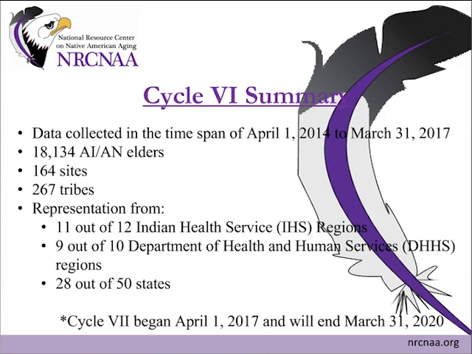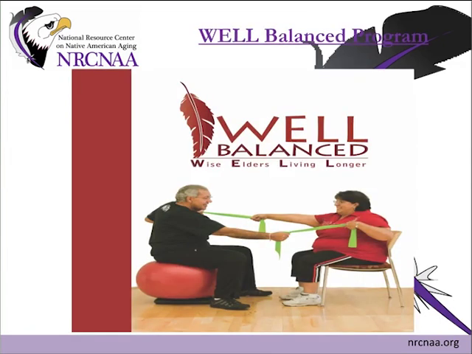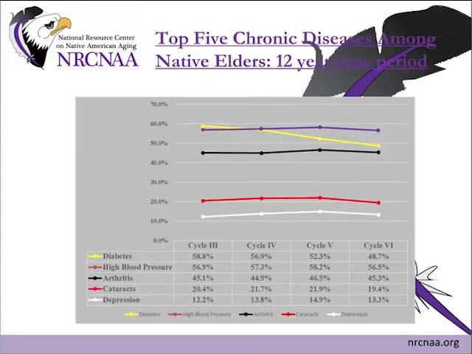So, the top 5 chronic diseases in the 12-year period. When we look at this chart, this is a trending chart from cycle 3 to cycle 6. We can see that diabetes, high blood pressure, and arthritis remain consistently the most prevalent chronic diseases among the Native elders that participated in the survey. Then today our data, cycle 6, shows tribal aggregated data, and all 10 regions show us that, again, diabetes, high blood pressure, and arthritis are the top 3 chronic diseases prevalent in our Native elders.